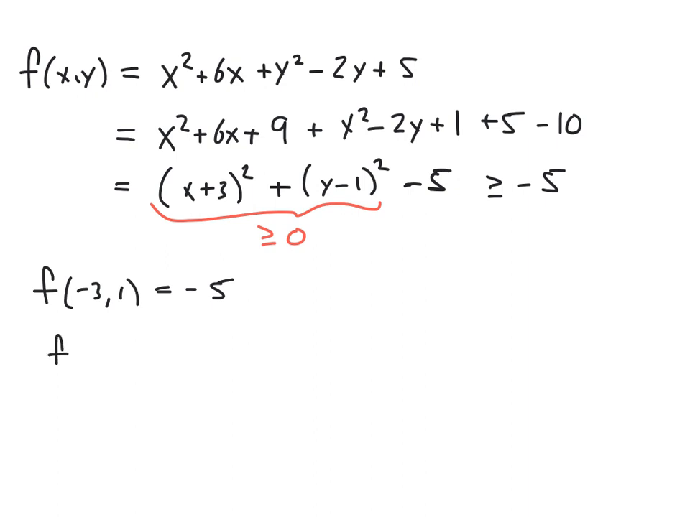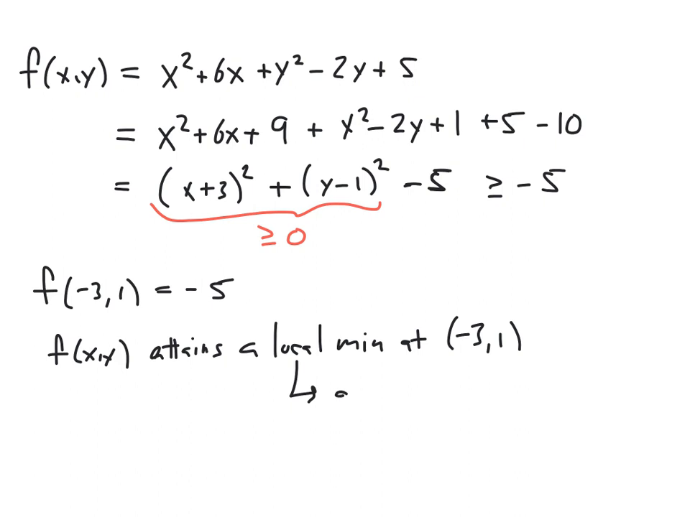So the conclusion that we can draw is that f of x, y attains a local minimum at the point negative 3, 1. And in fact, we've actually shown more than that. We've shown this is going to be a global minimum as well, because we've shown above that f of x, y is always greater than or equal to negative 5, not just nearby.